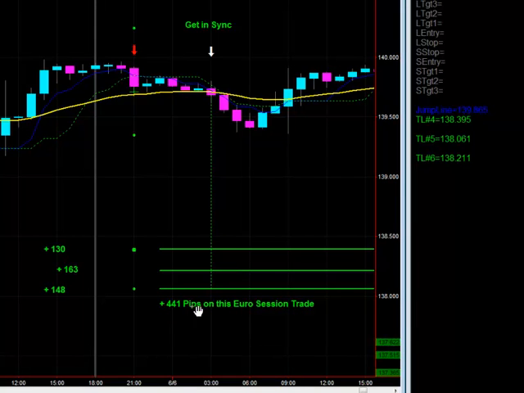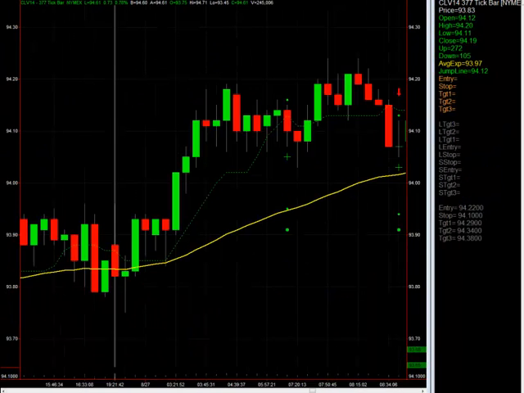The trade made 163 pips, 441 pips on one single trade on an hourly chart trading the euro yen with the Trend Jumper Reversal Trader. The trade's great on futures as well. This is a chart of crude oil futures. We trade this every day in the live trade room with Trend Jumper.